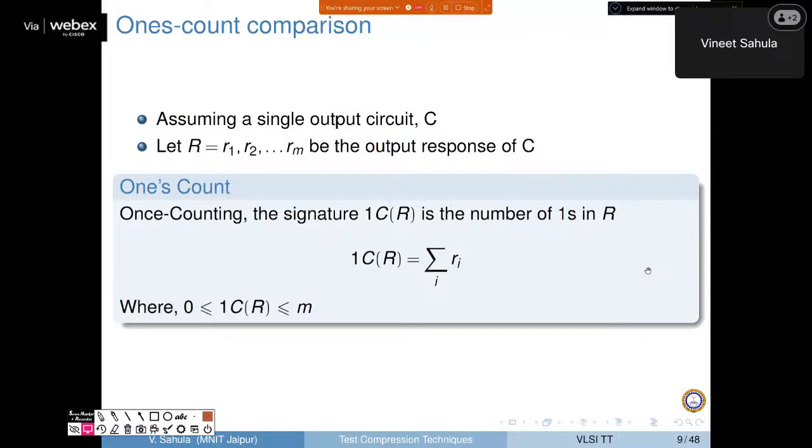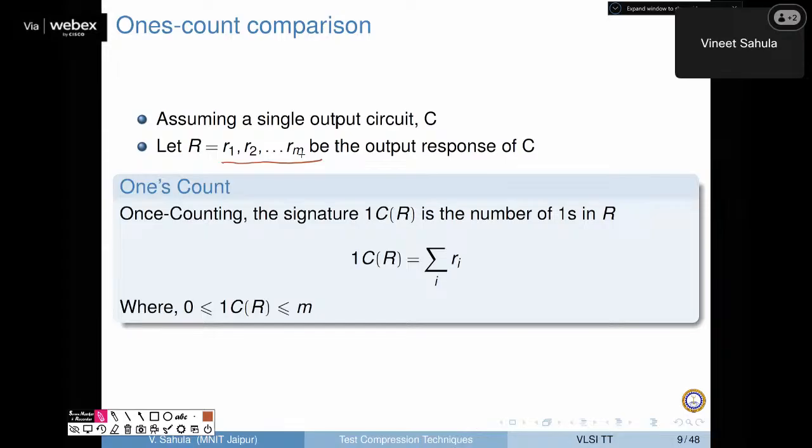So this is the way we do it. Suppose we have a single output circuit C, right? And there is an output response. And we are applying a few number of patterns, which may be, let us say, m number of patterns. So my output sequence would be of length m, right?